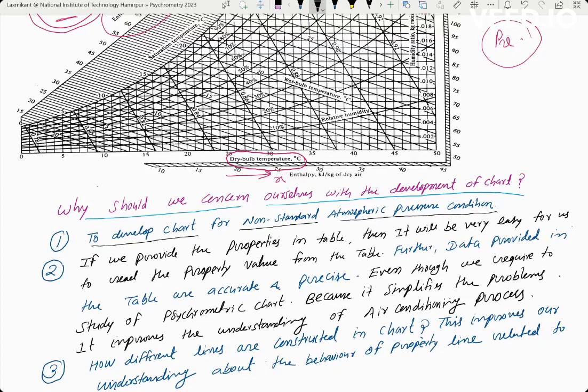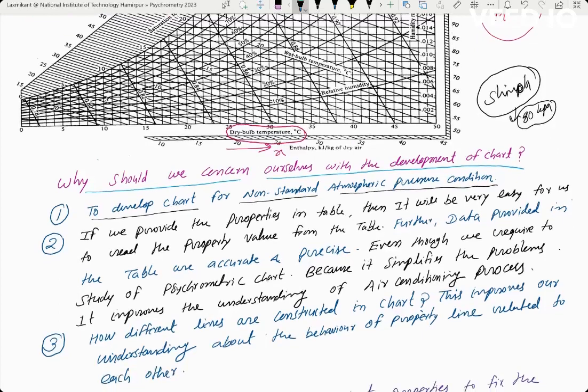For example, if you want to evaluate the property of moist air in Simla, the barometric pressure is lower than 101.325 kilopascal. In Simla, the pressure is around 80 kilopascal. And if we evaluate the property of moist air from the sea level chart, then it will give the wrong result. So in order to develop the psychrometric chart for non-standard atmospheric conditions, we need to study the development of the chart. So this is the first answer.